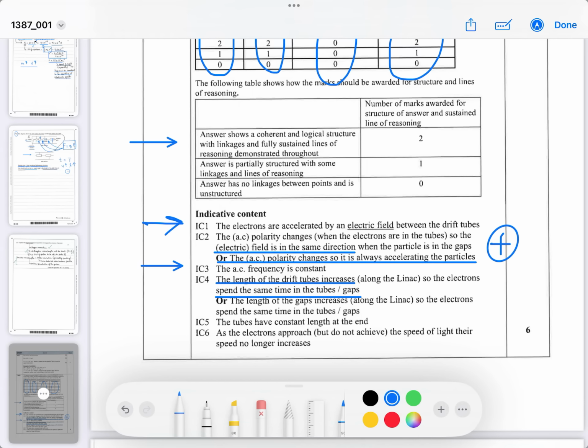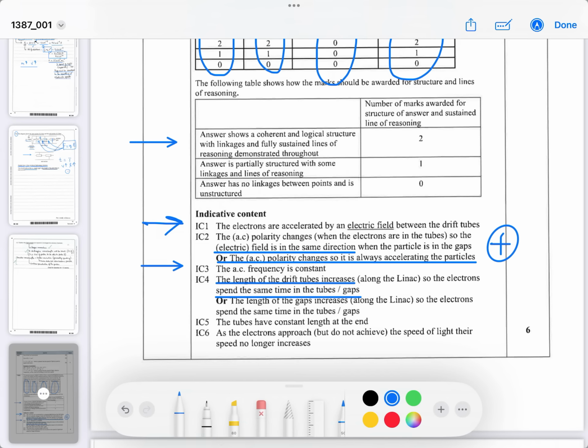And then it says the tubes have constant length at the end. So as the electrons approach the speed of light, so it no longer increases. I'm not sure why they're putting the bit about the tubes having constant length at the end. Okay, let's have a look at the diagram. So the first four parts are the content you need, and then your reasoning will get you the extra marks.